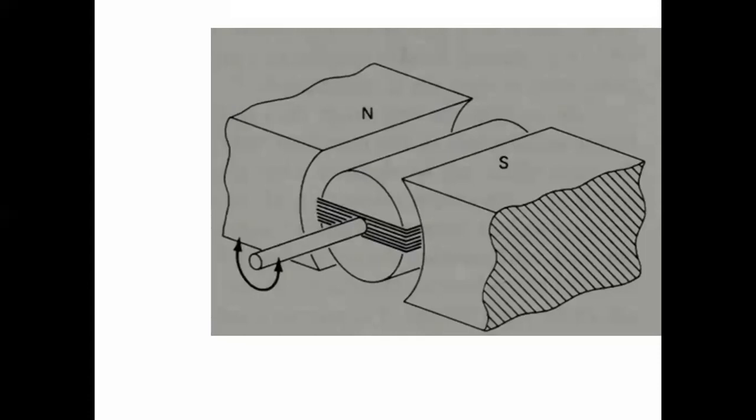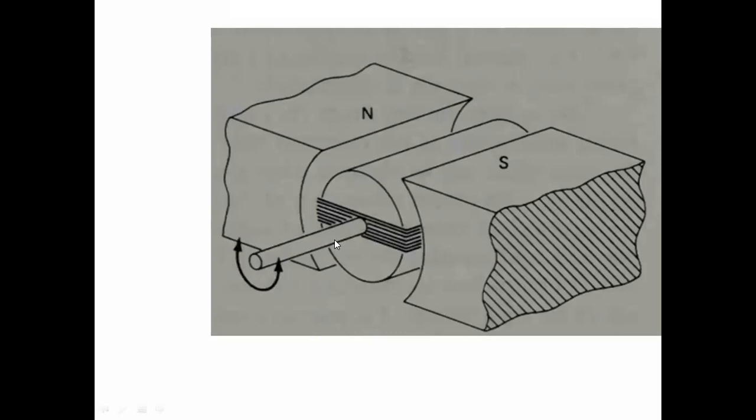To measure the angular displacement, here there is a north pole and a south pole. This is the magnet, permanent magnets. In between we have a roller. On that roller we wound the coil, and this roller is connected to a shaft, and this shaft is connected to the object whose angular displacement or angular velocity is to be measured.